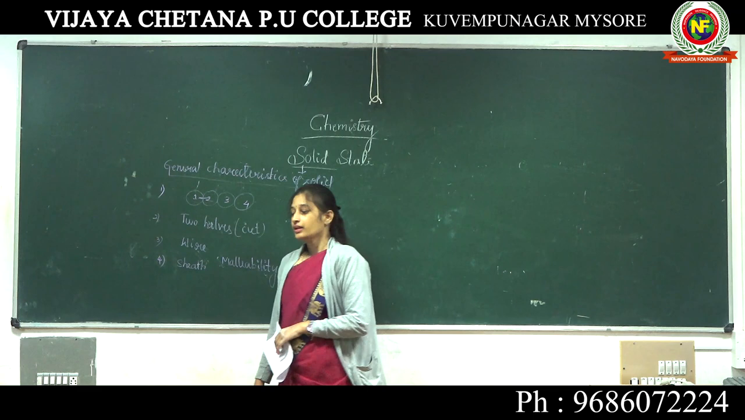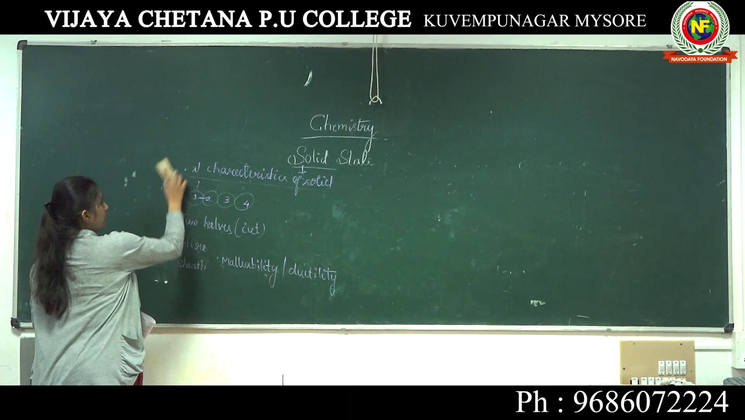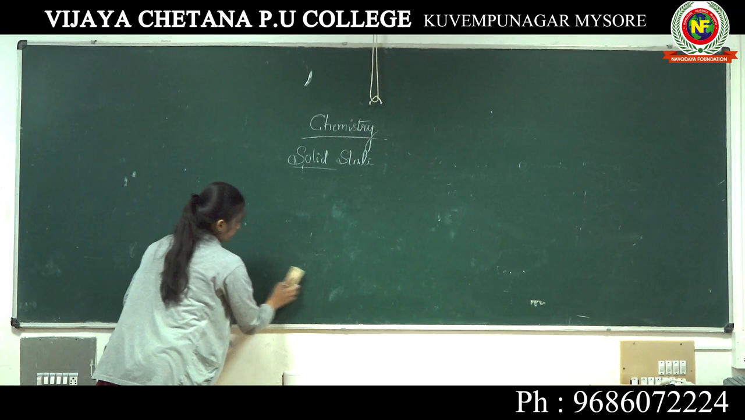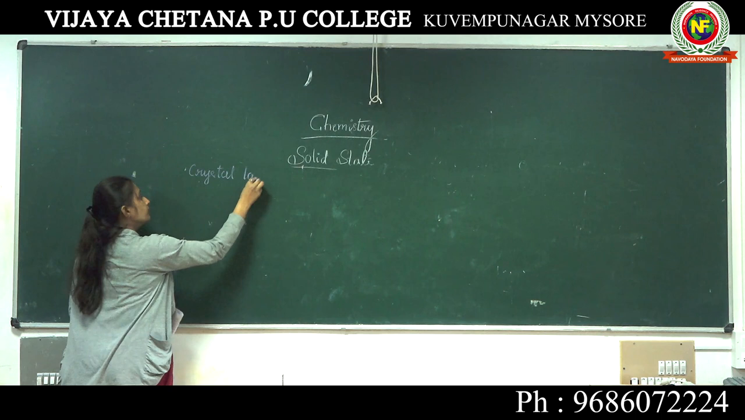Now, especially crystals, we are going to classify into seven types. Before going to that, you should know some very, very important terminologies. What are the terminologies? Crystal lattice. Unit cell.